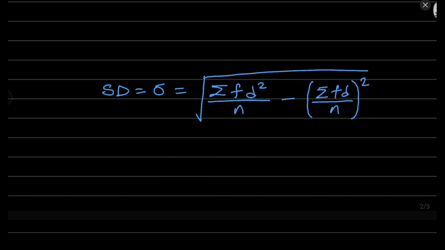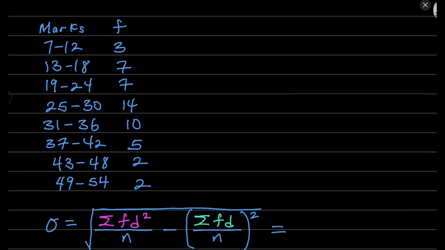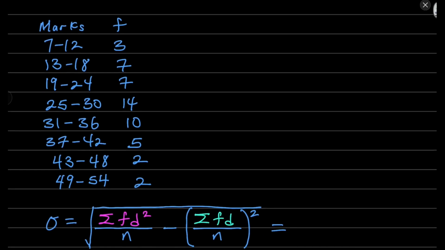So let's just go straight to an example. I have a grouped frequency distribution here, together with the formula for the standard deviation under here, just to guide us. The first thing is to find the summation of fd squared, and we also need the summation of fd. That means we need to find D first, and I've explained that D is C minus M.